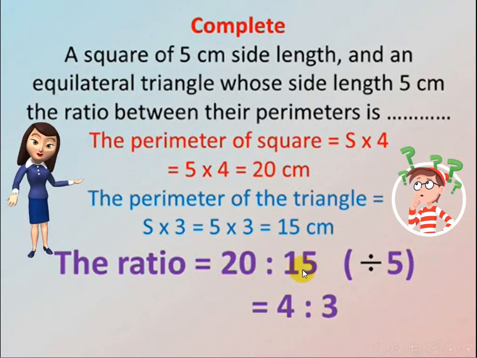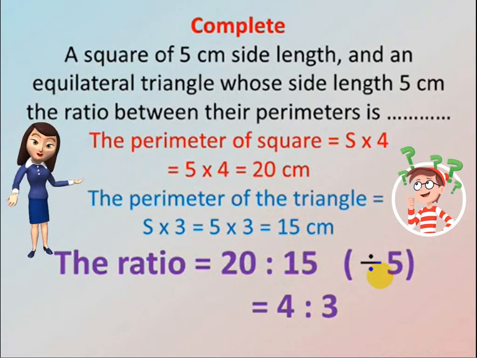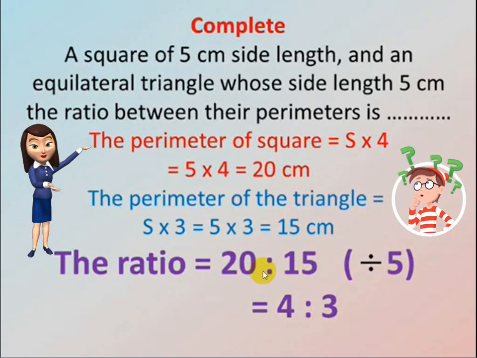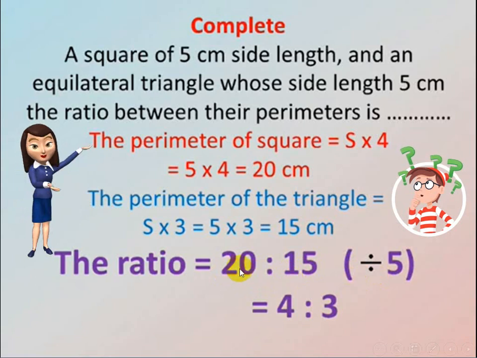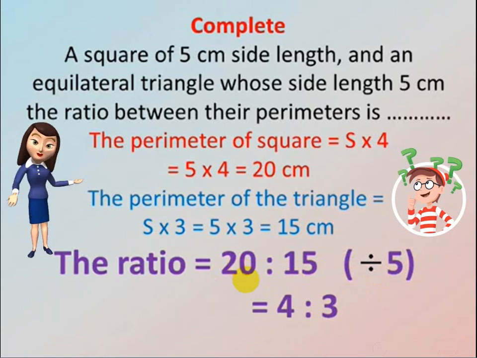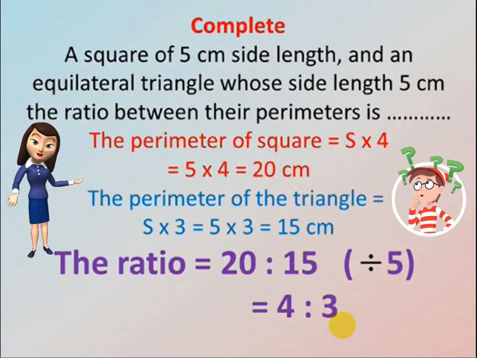20 and 15 are divisible by 5. When a number contains 0 or 5 in the units digit, it will be divisible by 5. You will write divided by 5. 20 divided by 5, you will get 4. 15 divided by 5, you will get 3. 4 and 3 are in the simplest form. So the ratio in the simplest form is 4 to 3.